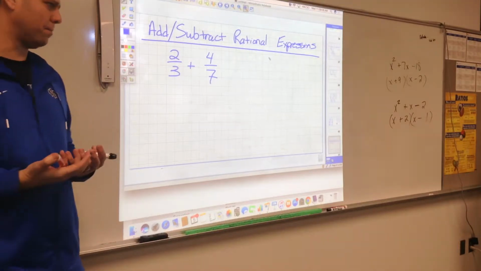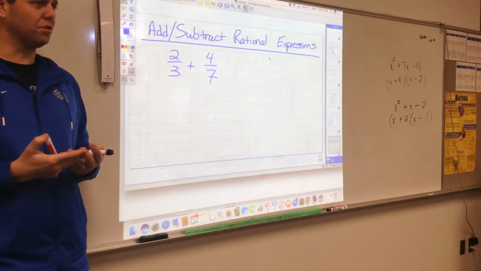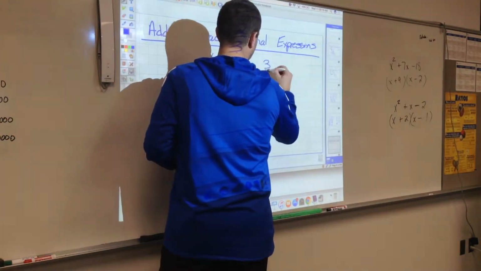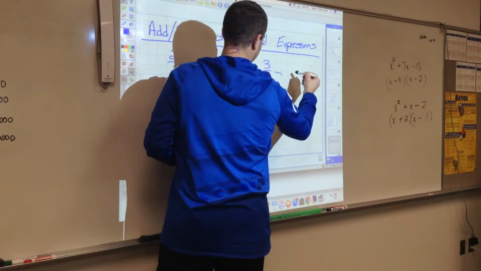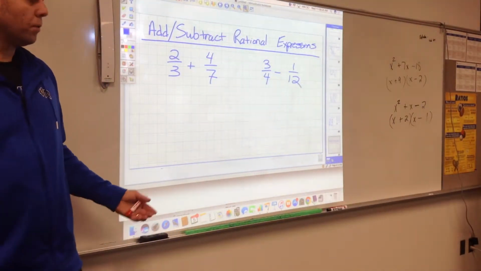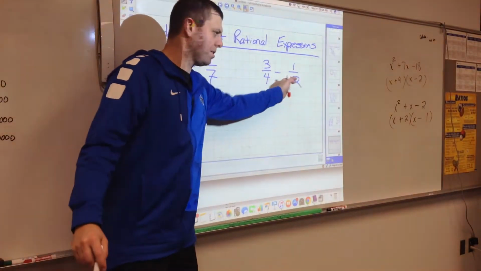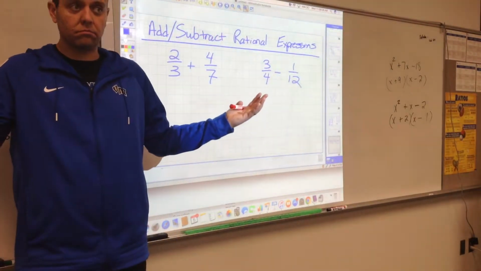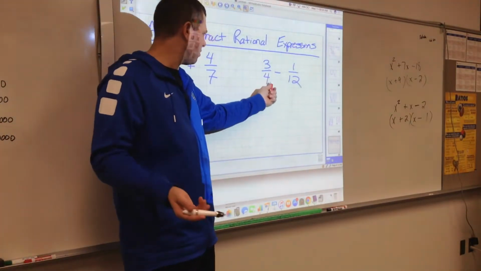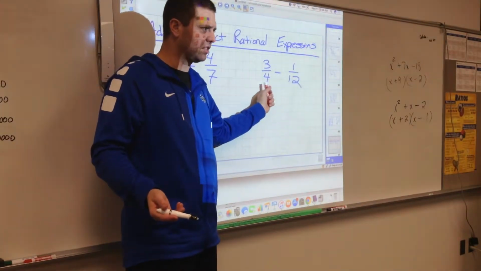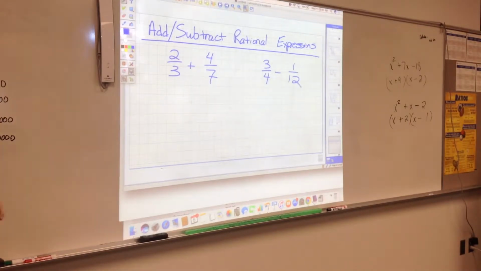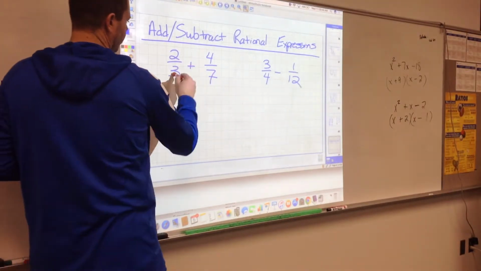Now, sometimes you don't have to multiply them together, because sometimes you only need to change one of them. Let's say you had 3/4 minus 1/12, or something like that. Here, I wouldn't multiply the denominators together. You could, it's okay. Couldn't you just do times 3 and then times 3? It'd be easier to just make this one become a 12, instead of having to do something to both of them. So keep that in mind too. But a lot of times the easy way to do it is simply multiply the denominators together.